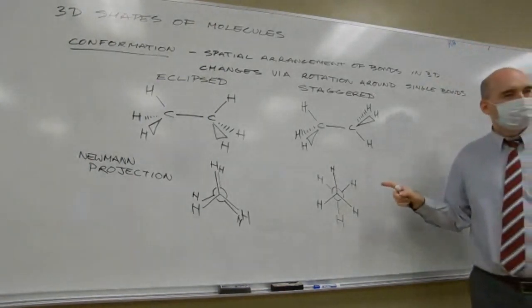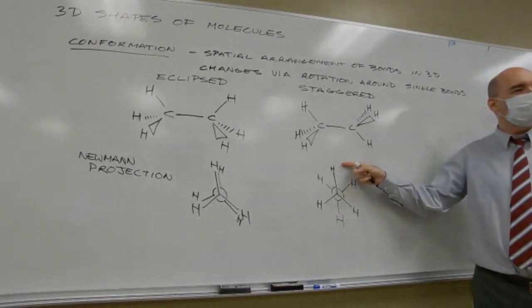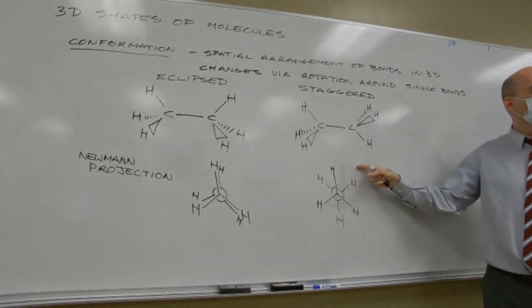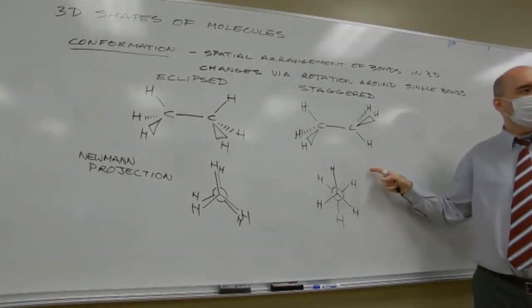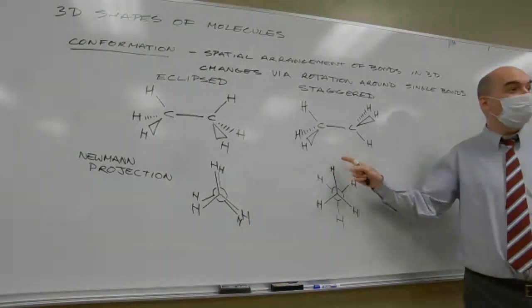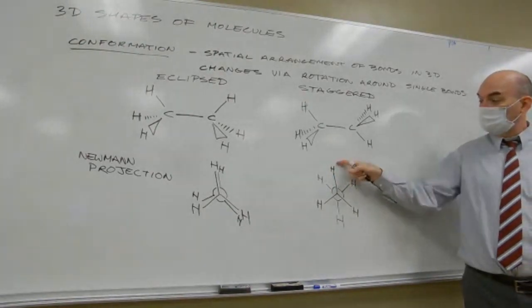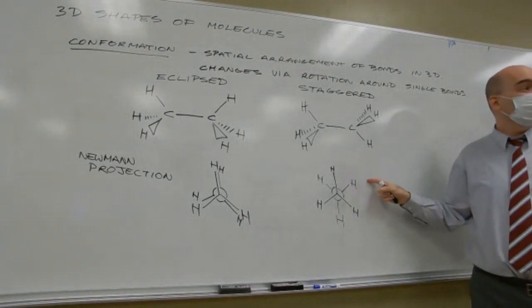Question. How much did I rotate the central carbon-carbon bond to make these hydrogens be as far apart as they're ever going to be? What is that angle? 60 degrees. That's 60 degrees.